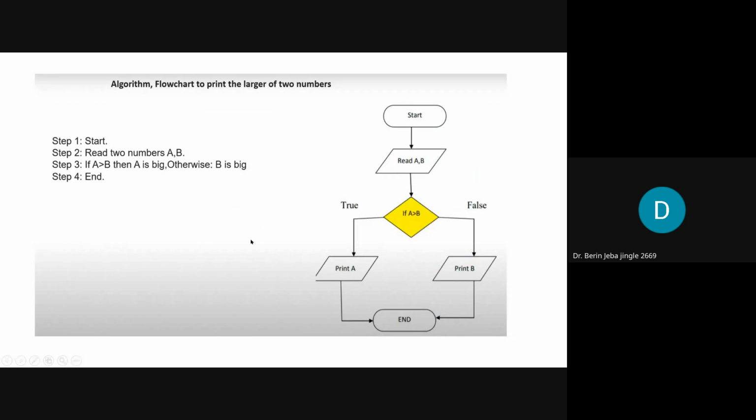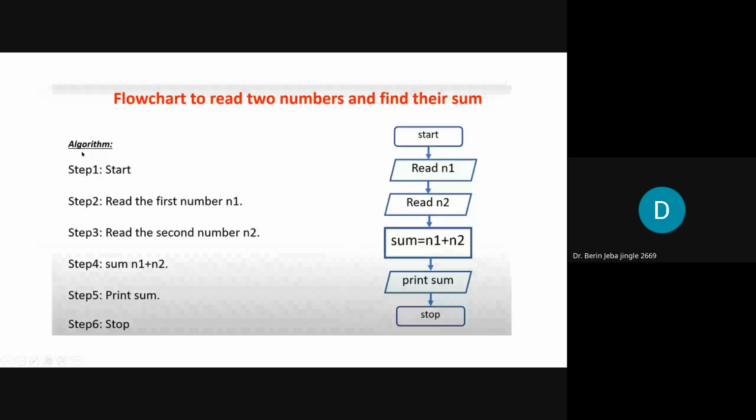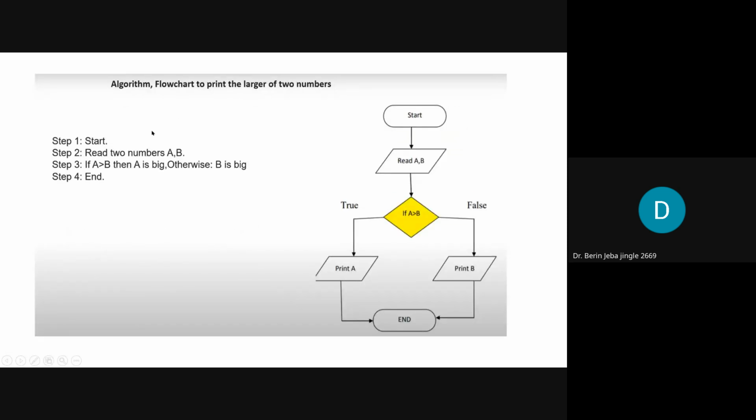Here it is given in one step, but you can also write it as a step-by-step process. The earlier example you can follow. Read the first number A, read the second number B. Then we check if A is greater than B, then print A is big. Then step 4 we can add: otherwise, print B is big. In 2 steps we can write, then end the process.